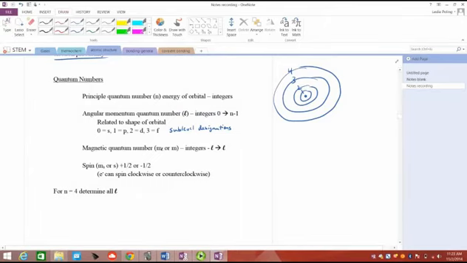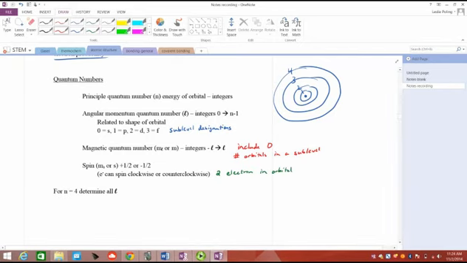Okay. The magnetic quantum number, m sub L, or sometimes just m, is integers from negative L to L. And we do include 0. And this is going to give us the number of orbitals in a sublevel. And then our last quantum number, spin, is m sub s, or sometimes just s. And all that can be is plus 1/2 or minus 1/2, which is going to tell us that we're only allowed 2 electrons in an orbital.